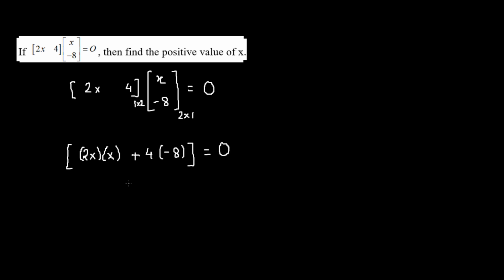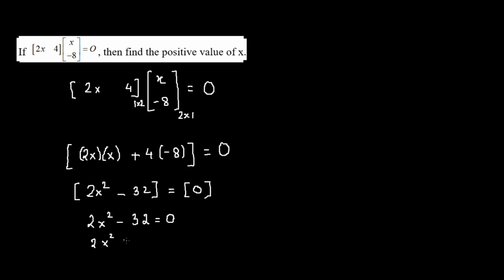So this equals the 0 matrix. Simplify the expression. 2x times x is 2x squared. 4 times minus 8 is minus 32. So this equals the 0 matrix, which can be written as a 1 by 1 matrix with an element 0. Now, since the matrices are equal, we can equate them. So we have 2x squared minus 32 equals 0. So 2x squared equals 32.